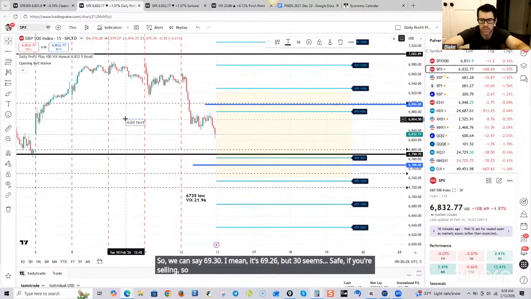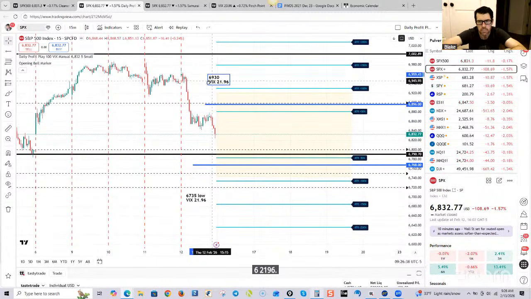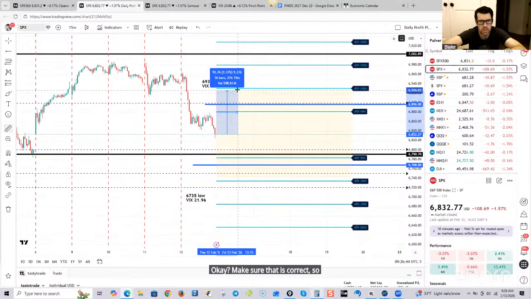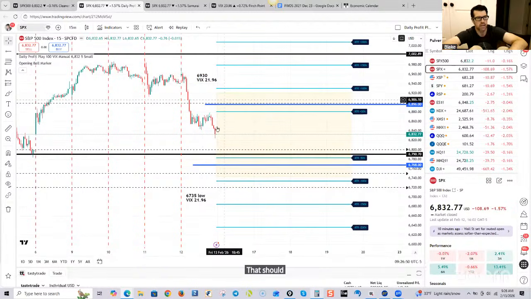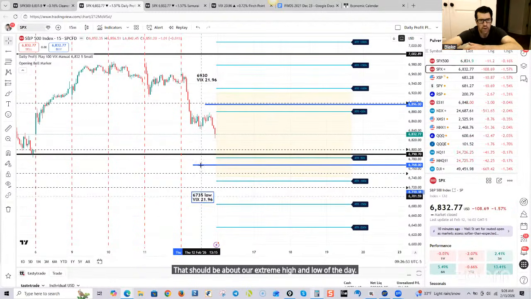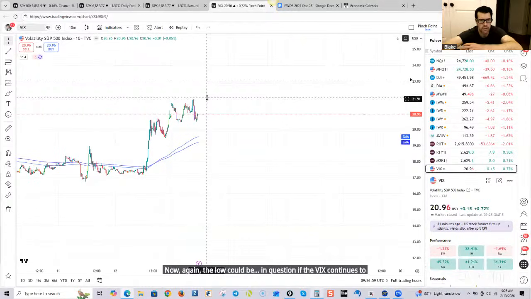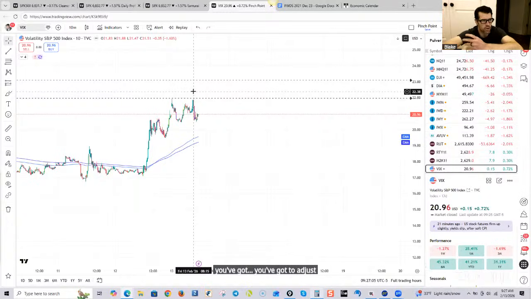So 6936, 6930, fix 21.96. Okay, make sure that is correct. So 1.37. Yeah, so 26, we rounded to 30. That should be about our extreme high and low of the day. Now, again, the low could be in question if the VIX continues to go higher. If the VIX breaks 21 and goes to 23, 24, you've got to adjust that bottom target.